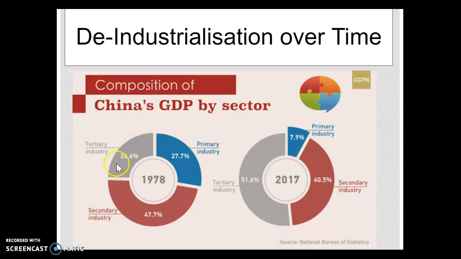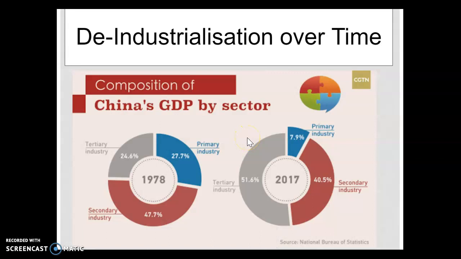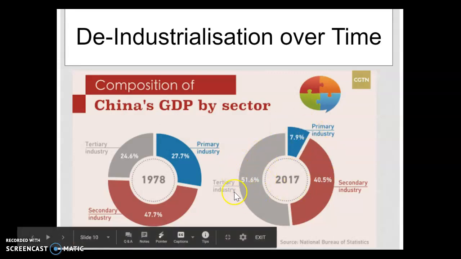And in 1978 they had 24.6% of their GDP in the tertiary sector, and in 2017 that had more than doubled to 51.6%. So what we often see is as economies grow, as economies develop, we see this shift out of primary into secondary and into tertiary. So what we're seeing here is fewer businesses preferring to do mining and farming, etc., and much more businesses preferring to set up in the tertiary sector.